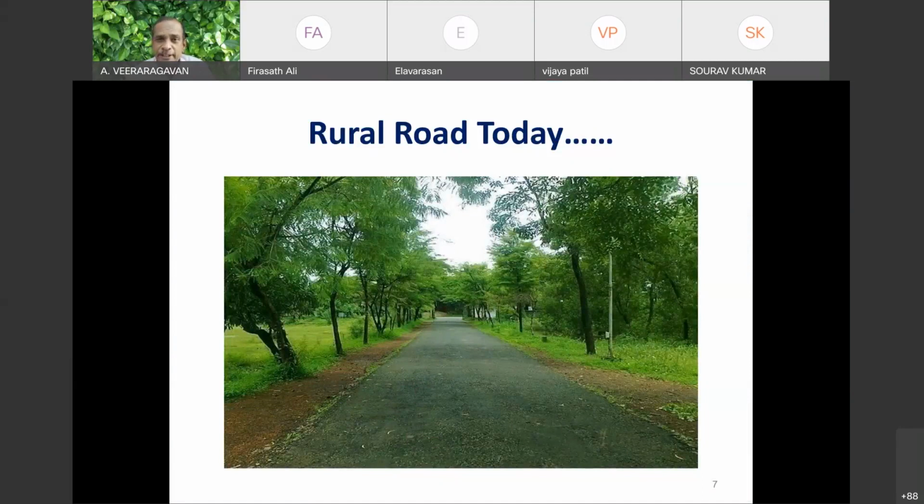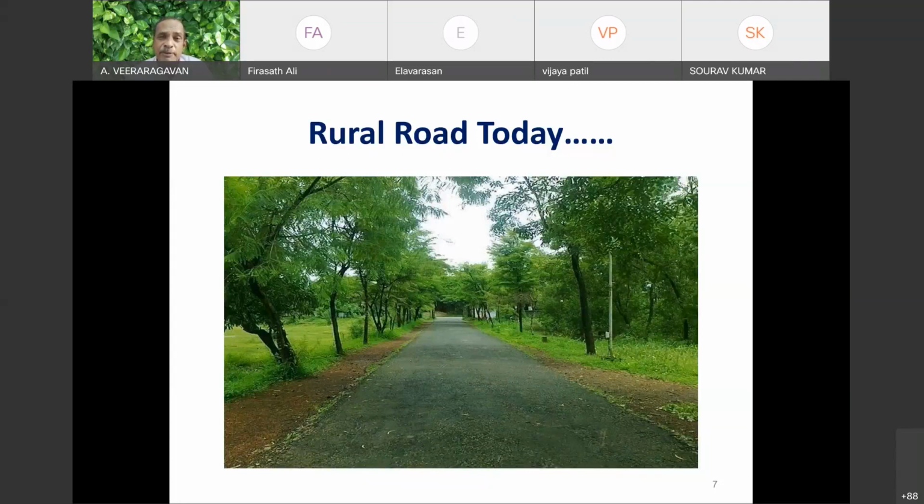Thanks to Mr. Vajpayee, he started the Pradhan Mantri Gram Sadak Yojana, PMGSY. We are able to construct better quality rural roads in the country. So the question arises at this point of time, should the rural road be bituminous? Can it be concrete? Should all the roads be bituminous? Are these sustainable? That's the issue.